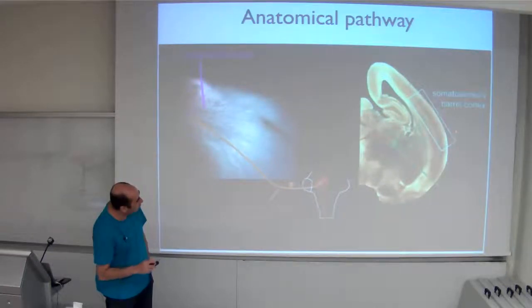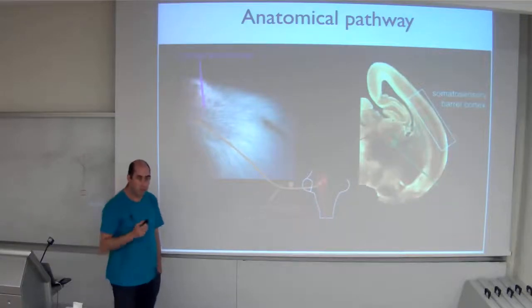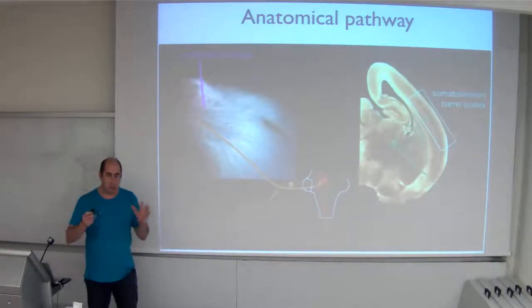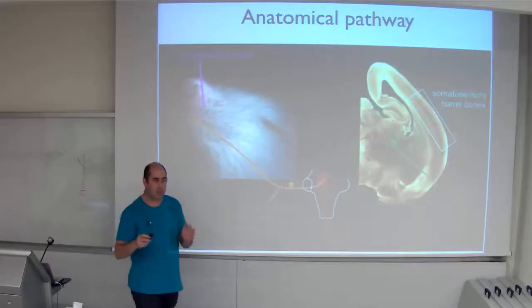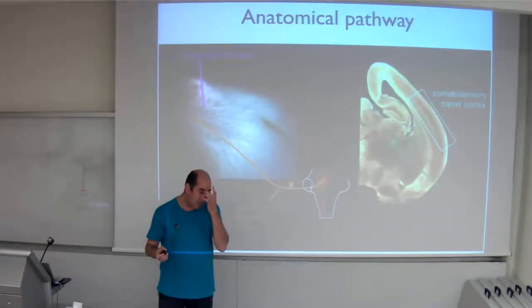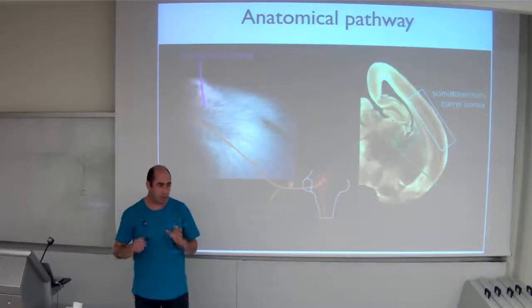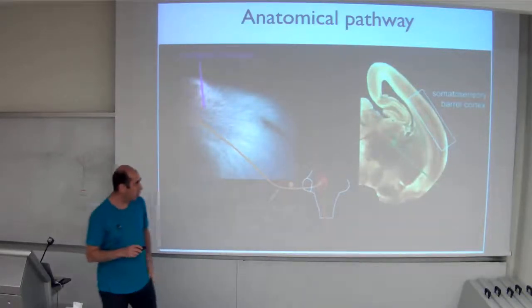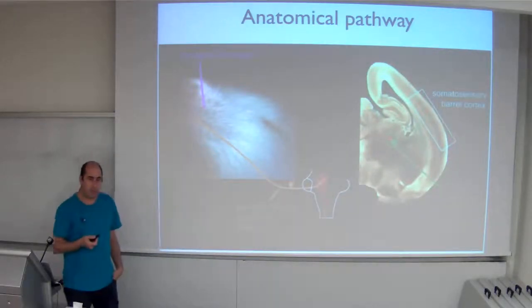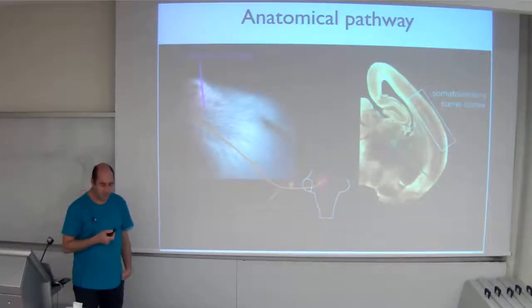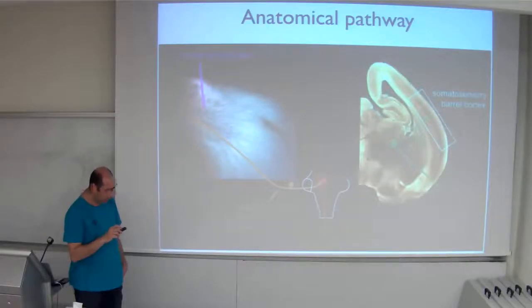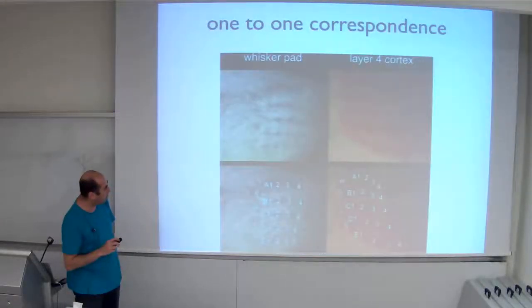Okay, now the cortex itself, first of all, you can see that this is a huge part of cortex. So in rodents, the somatosensory area that is devoted to the barrel cortex, so to the whisker system, is as large as the rest of the somatosensory area. So it's a huge area, which also means that a lot of the information that the animals rely on is coming from the whisker.